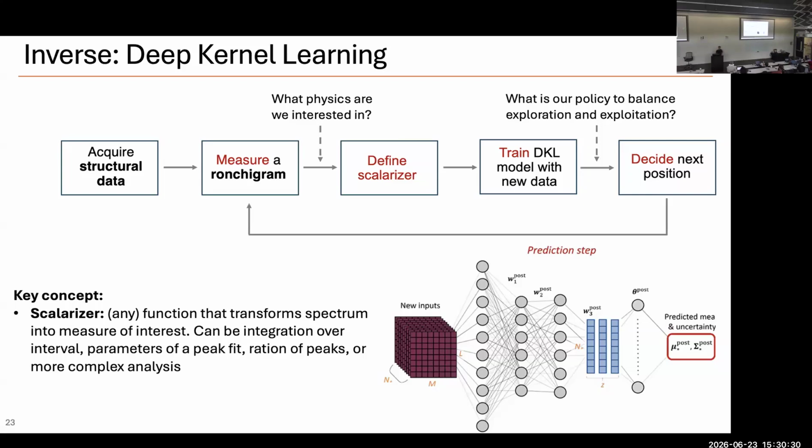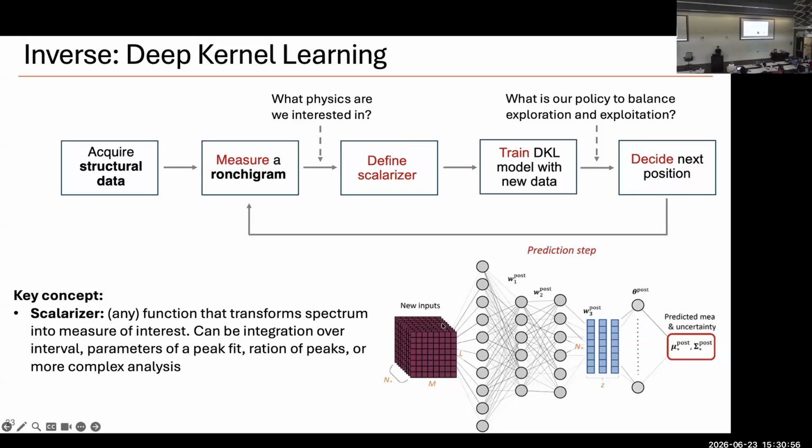Once you have a scalarizer, and this can be anything, and in the digital twin we're going through later, we find the first diffraction spot, and that's going to give us the lattice parameter. So it can be anything, but that's part of what makes deciding it so hard. When you have a scalarizer, you train a deep kernel learning model, like the one in the bottom right.